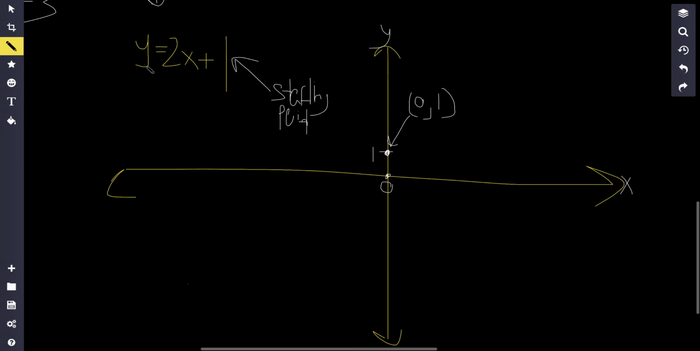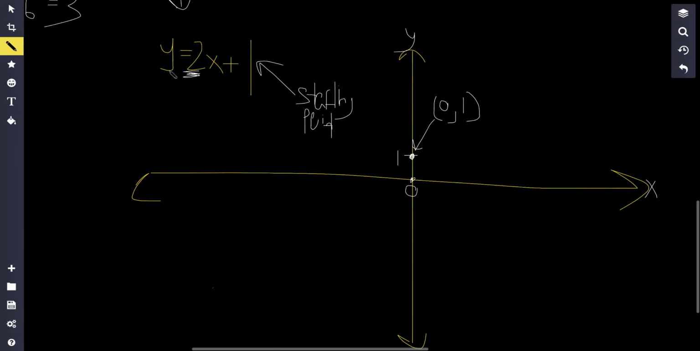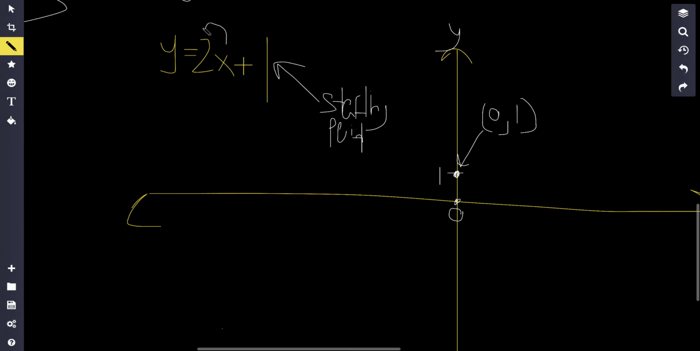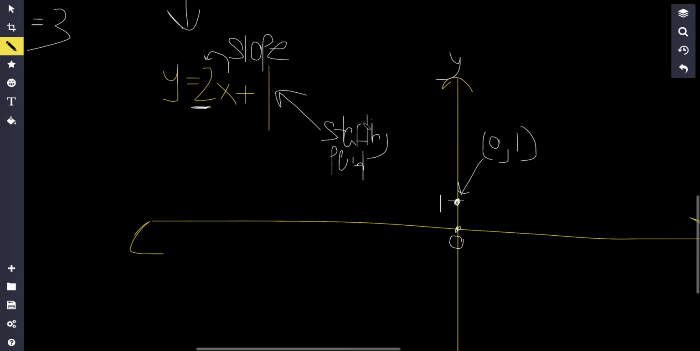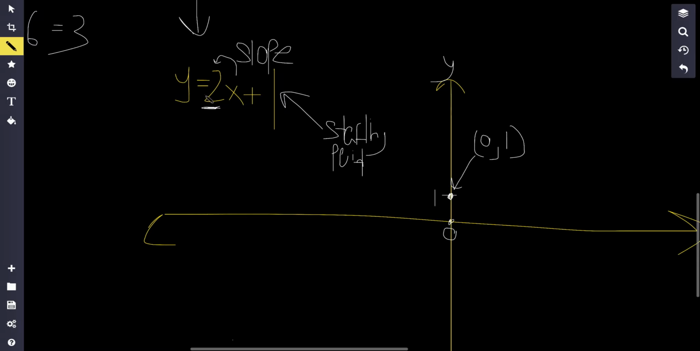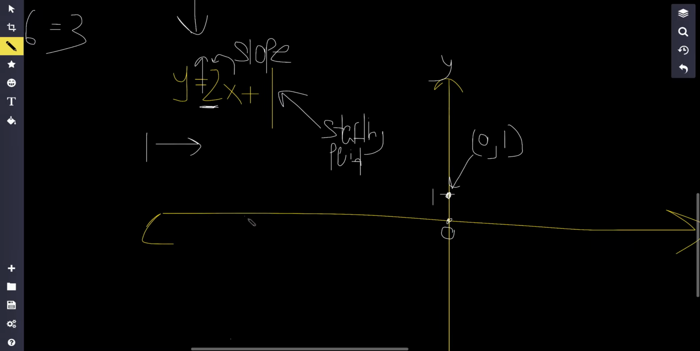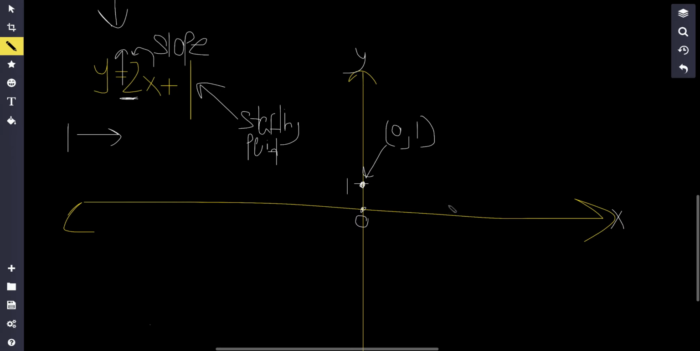And then after you take a look at the starting point, you're going to take a look at this number in front of the x. This number in front of the x, once again, is your slope. It tells you how steep the line is. And essentially, it tells you how much you move up every time you move 1 unit to the right. So look, if I move 1 unit to the right, that means that I'm going to move 2 units up.